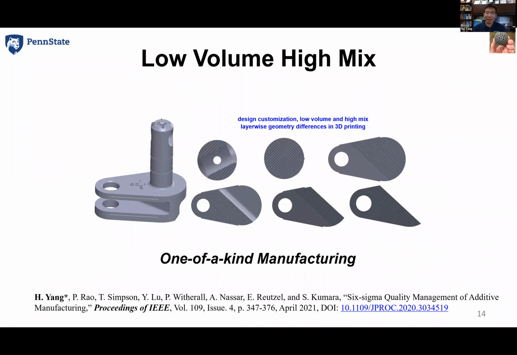But the challenge in additive manufacturing is that sometimes it's one-of-a-kind manufacturing. One-of-a-kind manufacturing means you only produce one. Then how do you quantify the variability? But fortunately, even for the same part, you build many layers, right? So each layer can serve as a quality inspection point. And then you have more data that can enable the quality or variability study.